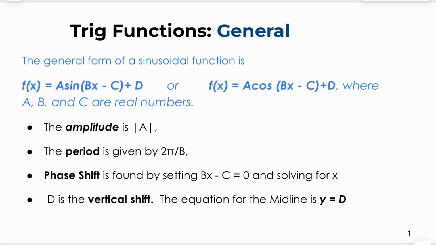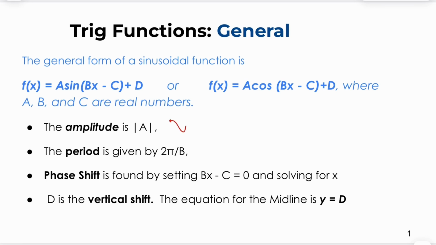Okay, in this video, we are going to talk about how to graph a cosine wave using the characteristics and the transformations of the function. We can see here that we have a cosine of bx minus c plus d. A, b, c, and d are all real numbers. The amplitude is going to be given by the absolute value of a.